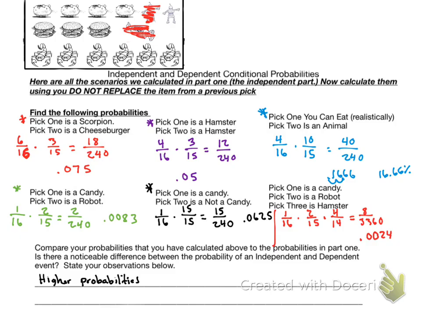I'm pretty sure I spelled that wrong. Higher probabilities when we have dependency.